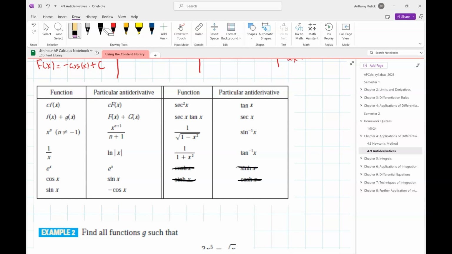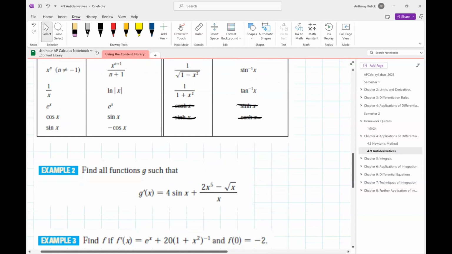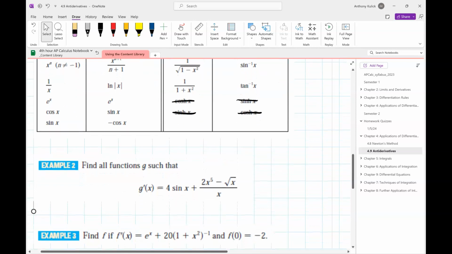If I have the derivative of x squared plus sine x, I just do the derivative of the first piece and the derivative of the second piece. I can do the same thing with antiderivatives. I can do the antiderivative of the first piece, the antiderivative of the second piece, and just go term by term, which is nice. Everybody's cool? All right.